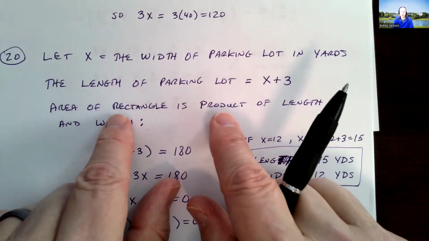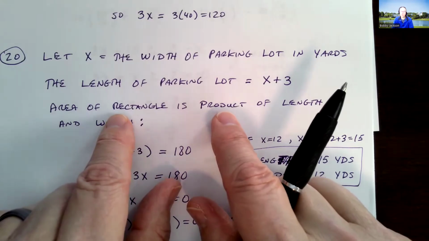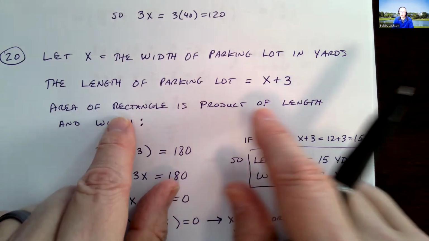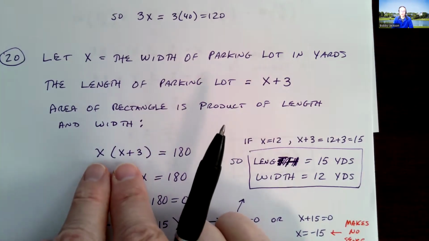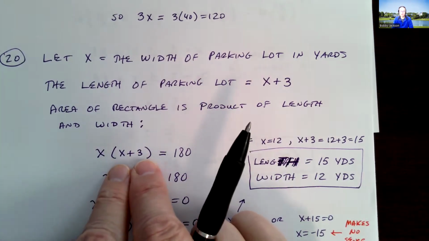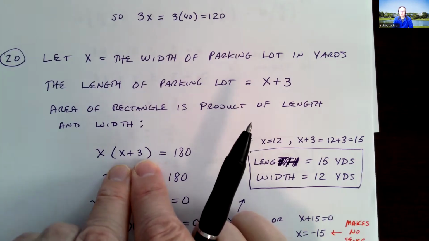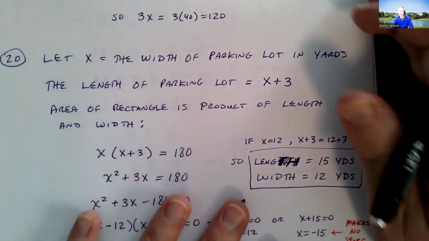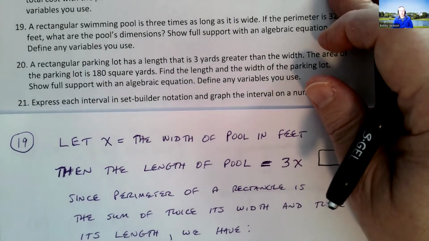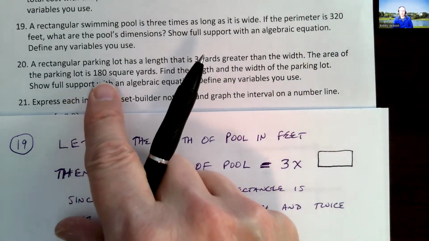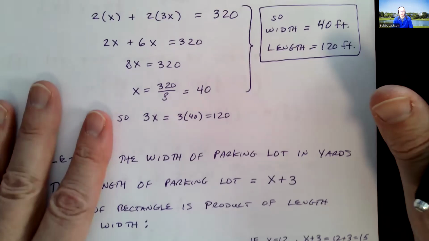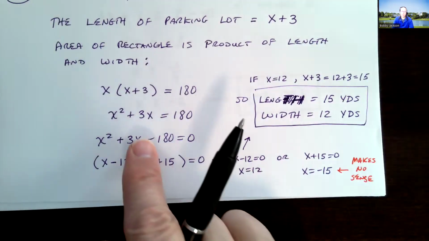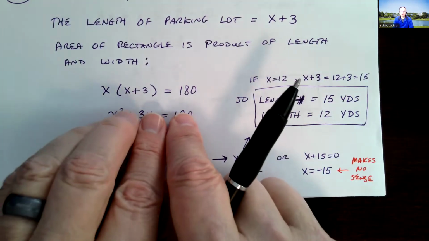Now, the area of a rectangle is what? The product, or multiplying, right, the length and the width together. So if I take the width X times the length X plus 3, we get the area. And remember, in the problem we were told that the area of the parking lot is 180 square yards, square units, right? So we get this. And how do we solve this?